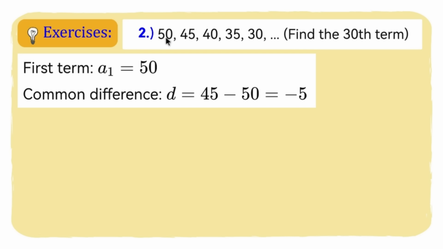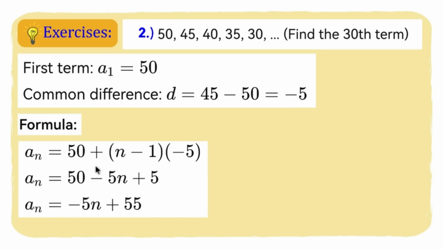Take a look. Our sequence here, instead of the numbers going up, is going down. So, if you're going to subtract 45 minus 50, it will be negative 5. 40 minus 45, it will be negative 5 as well. Okay, that's why our common difference is negative. Now, let's find the formula.